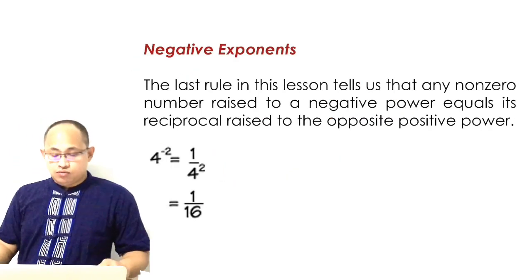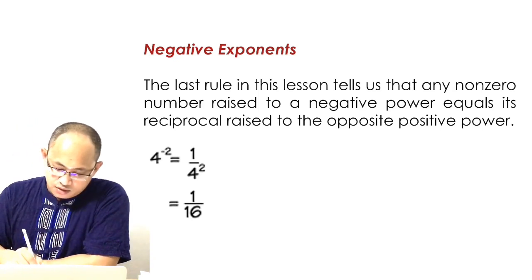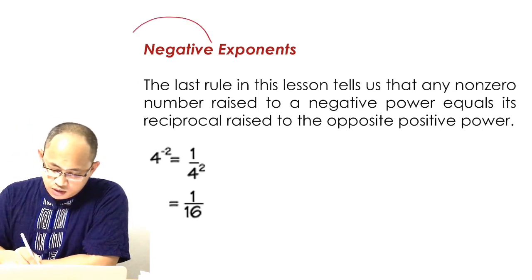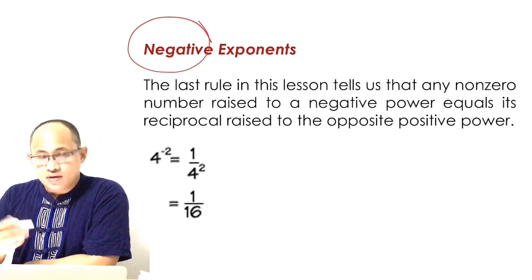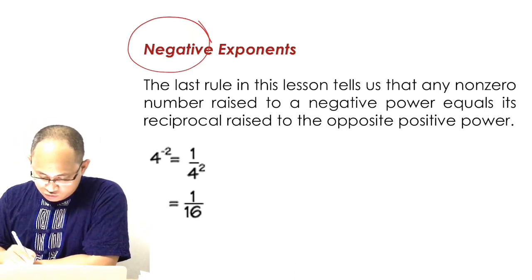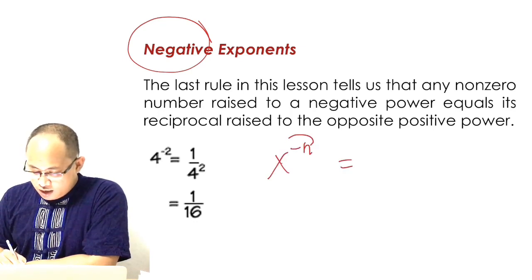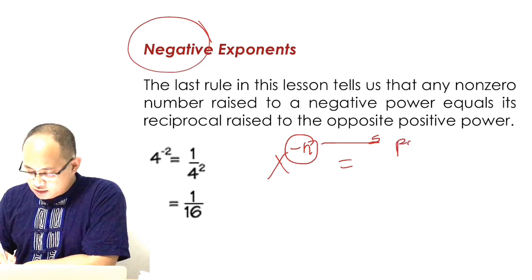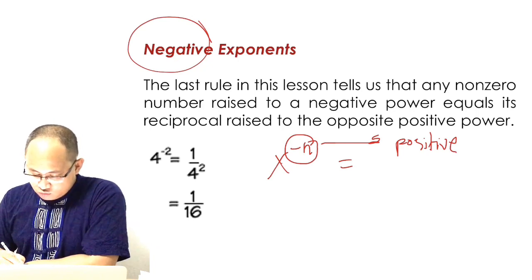Next, last one, negative exponent. From the word negative, a negative exponent is when you have an exponent that is negative. So if you have x to the power of negative n, you have to make this positive. How? You have to put it in the denominator. So therefore this becomes 1 over x to the power of n.